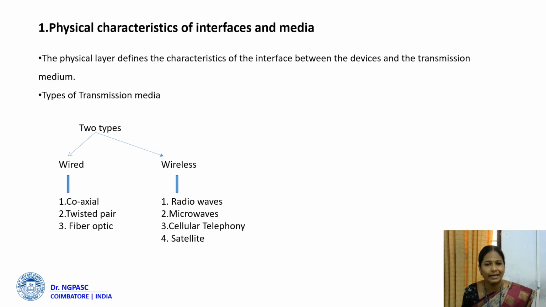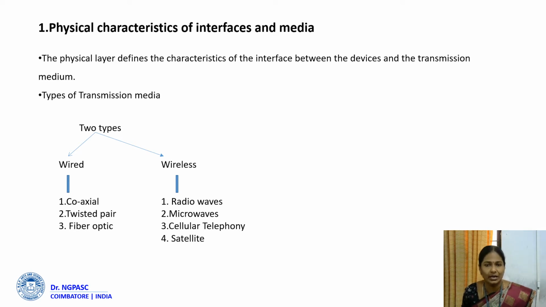The physical characteristic of interface and media is nothing but an interface between the user and the transmission medium. Transmission medium is a path. Through this path, the user can transmit the data from one device to another device. There are various types of transmission media available. One is wired and another one is wireless technology.